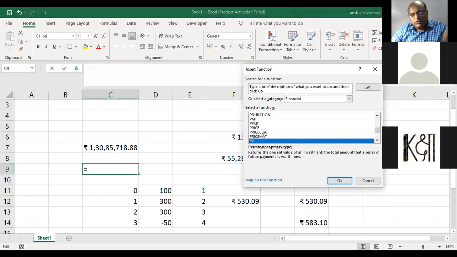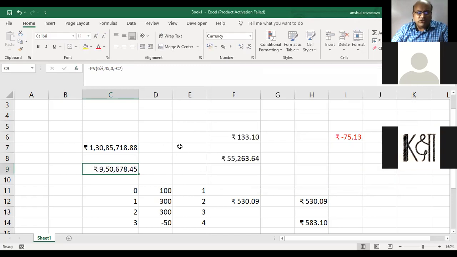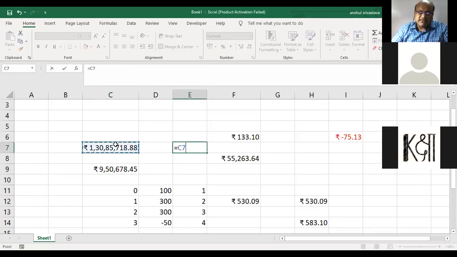Calculate PV. You can directly calculate PV or you can use the PV function. So rate is, we are taking inflation as 6%. Number of periods is 45 years. PMT would be 0. Future value is this amount, 1 crore 30 lakhs. I put it as minus because I want the answer in positive. Or you can do it like this also: this divided by 1 plus 6% to the power 45. To put the power, see what I have done: I have pressed shift and 6. This is a shortcut for putting power.